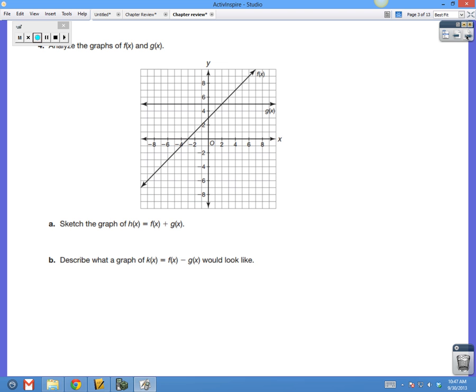Okay, look at this. So we just barely did this. If I give you two graphs, these are both linear. They want you to add them. And then they want you to subtract them. So look at this. I'm going to show you kind of a shortcut. Take this dot right here and this dot right here. So this is for g of x. This is for f of x.